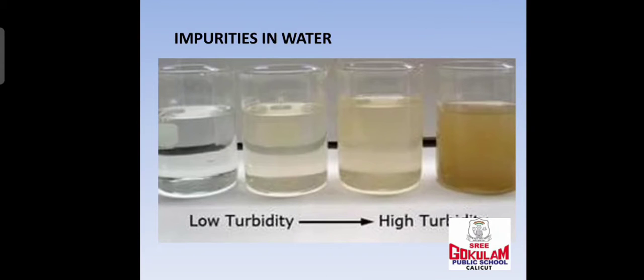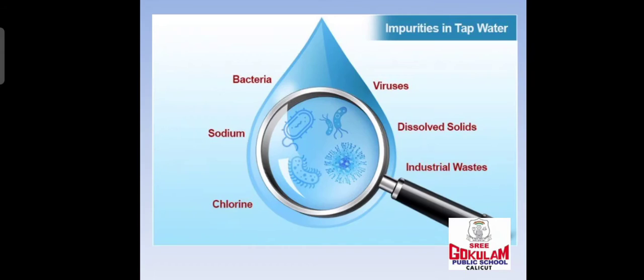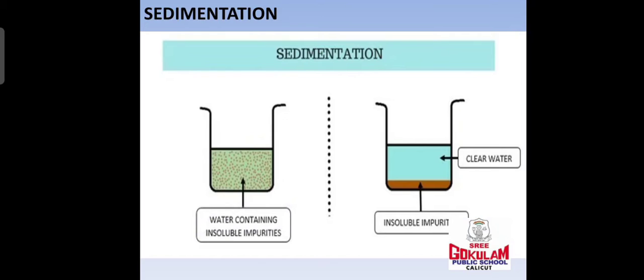There are different types of impurities in water. Among them, some impurities are insoluble while the others are soluble. Now we can learn how to remove the soluble and insoluble impurities from the water. How can we remove the soluble impurities and insoluble impurities? At first, we can learn how to remove the insoluble impurities from the water.